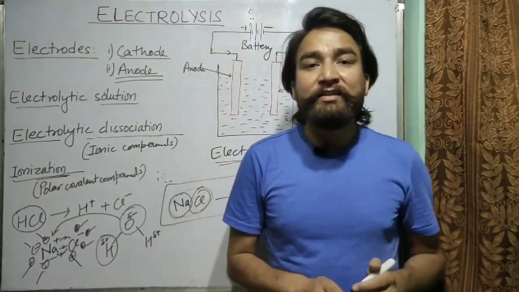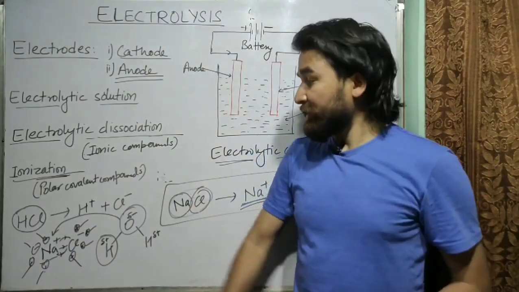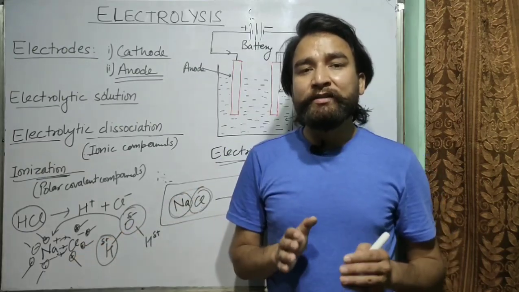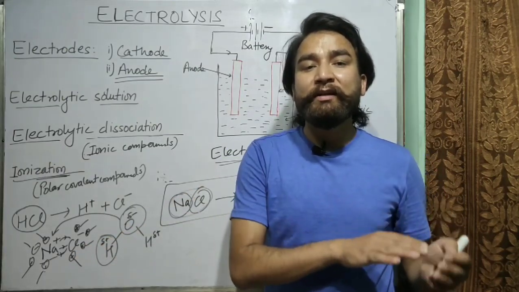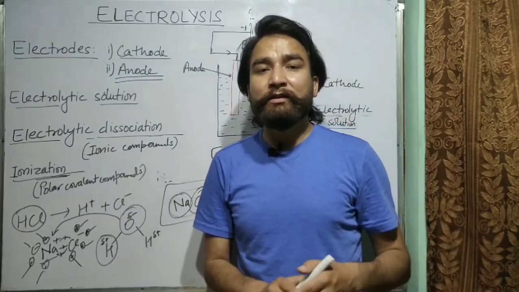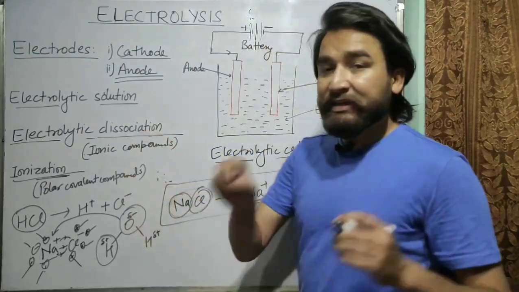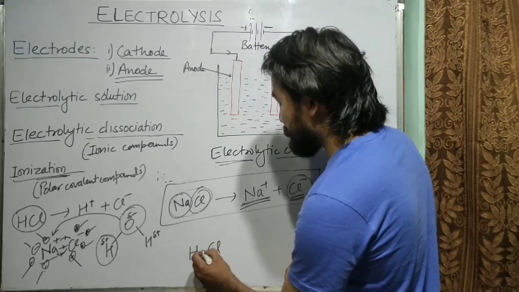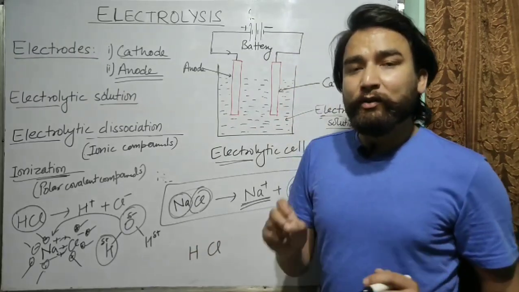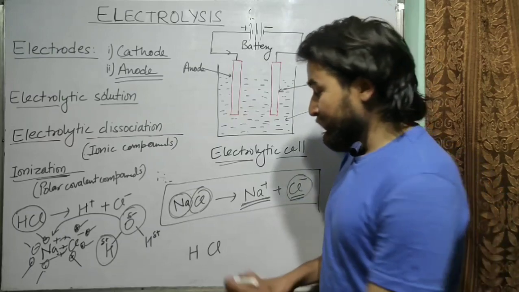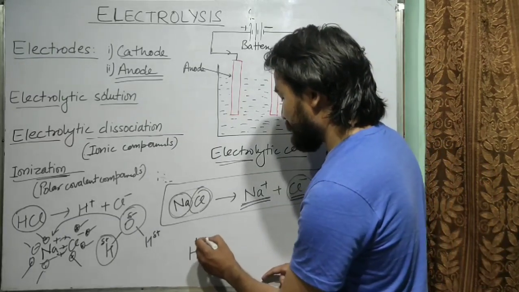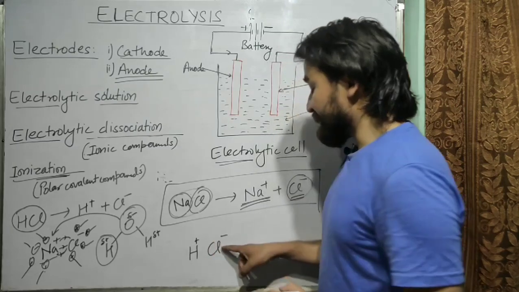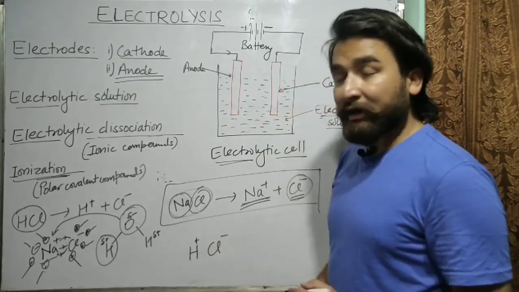Ionization takes place in the same manner as the separation of ions. The only difference is that ions were not present before dissolving the substance in water. So let's see an example of HCl. You can see HCl. HCl is also a polar covalent compound. So what will happen? There is a partially positive charge on the hydrogen atom and a partially negative charge on the chlorine atom.